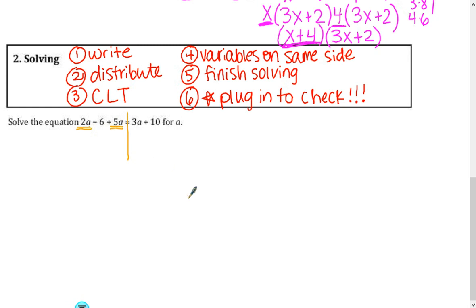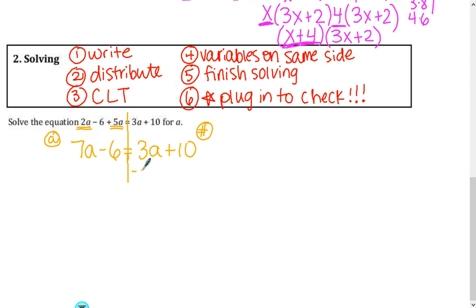How many total A's do we have on the left-hand side here? 7A minus 4A is 3A, plus 10. All right, after that step, I want to get my variables to the same side. Does it matter which side I move them to? No. Just pick a side and move them over.